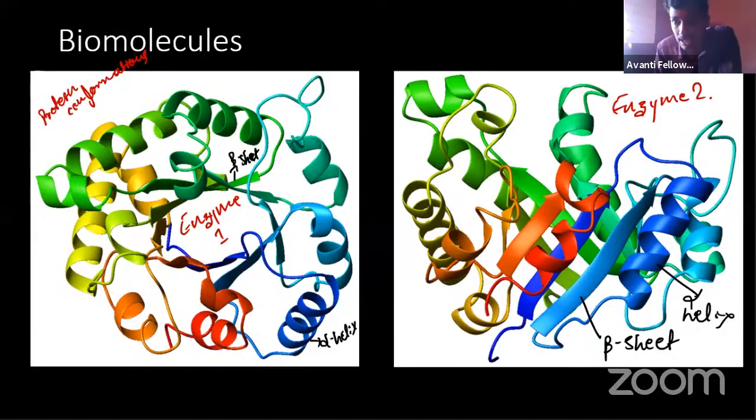It may be formed of single helixes, or maybe formed of the sheets, or maybe formed of both. If there is more than one polypeptide, then it will become the quaternary structure.